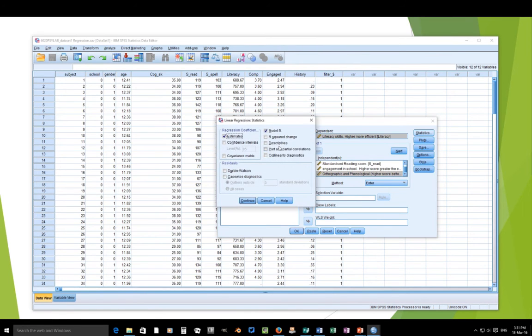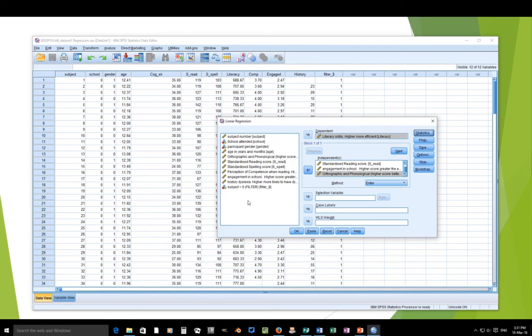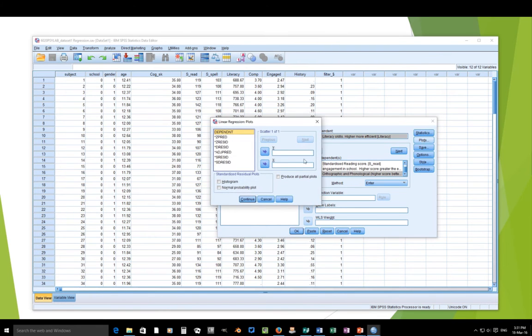We need our statistics, so we just choose the usual suspects. We grab those and that. We don't need R-squared change because it's not hierarchical. If it was hierarchical, we might use R-squared change. Well, we certainly would if it was hierarchical. This isn't, so we're not. We click continue. Okay, now, crucial thing for testing assumptions are the plots.